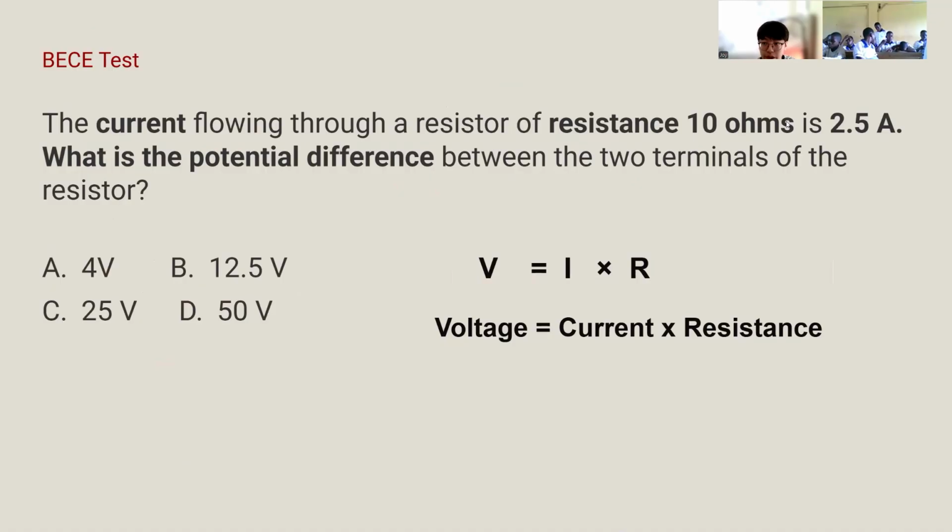Let's also look at this next question. This is similar. The current flowing through the resistor of resistance 10 ohms is 2.5 amperes. What is the potential difference between the 2 terminals of the resistor? This is the same question with different numbers.